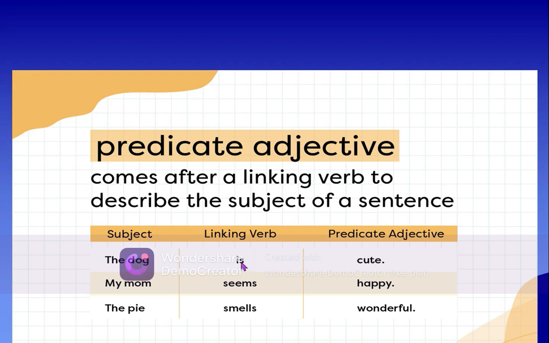The dog is cute. So the dog is the subject, is is the linking verb, cute is the adjective. What kind of adjective? It is a predicate adjective. My mom seems happy. Happy is an adjective. What kind of adjective? It is a predicative adjective. Why? Because it is used after a verb. So the adjectives which are used after a linking verb are called predicative adjectives.